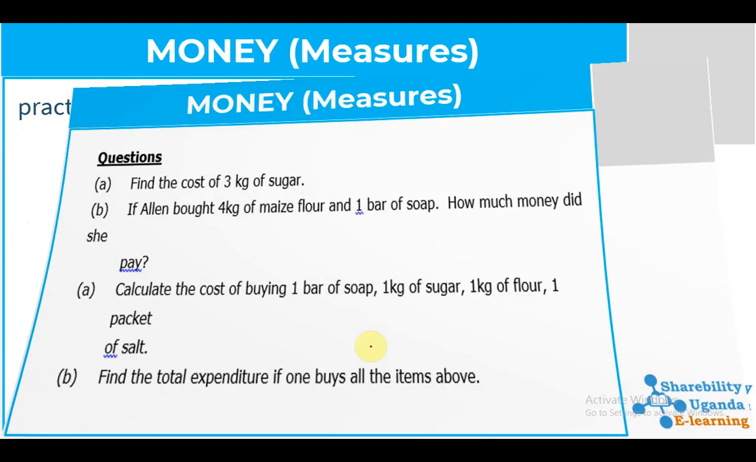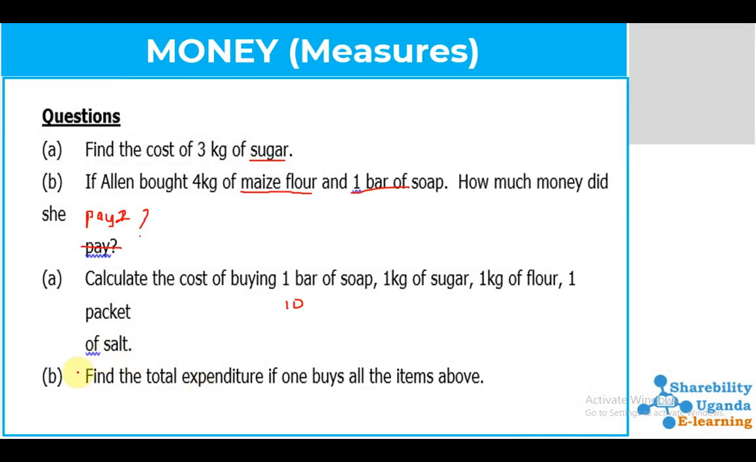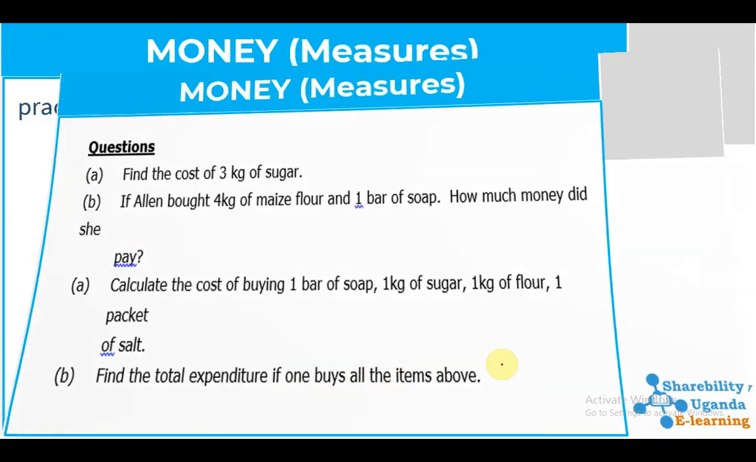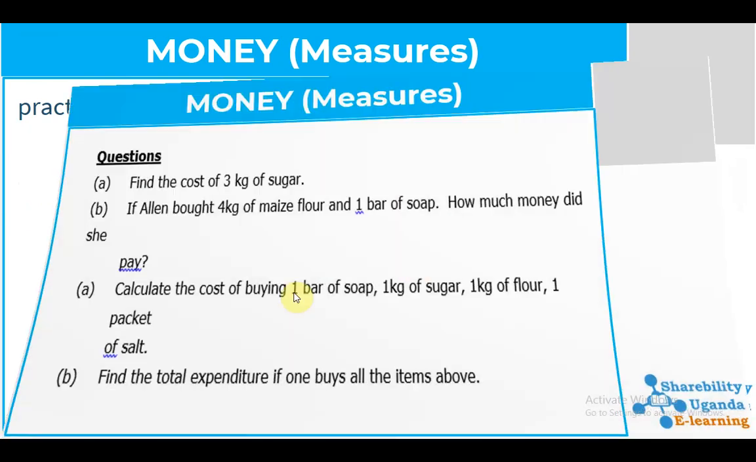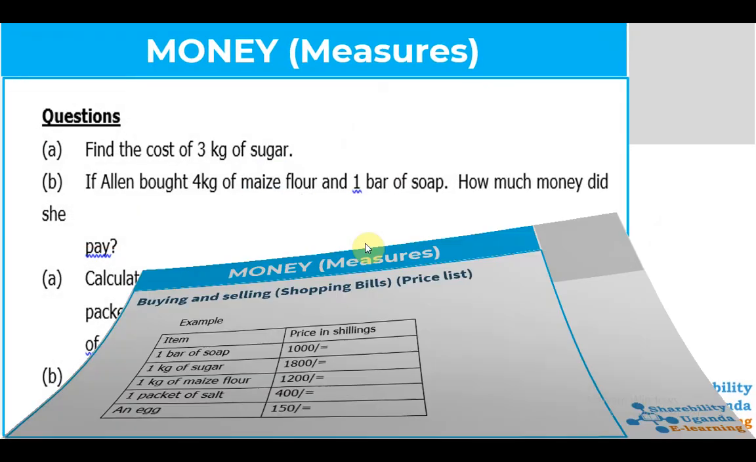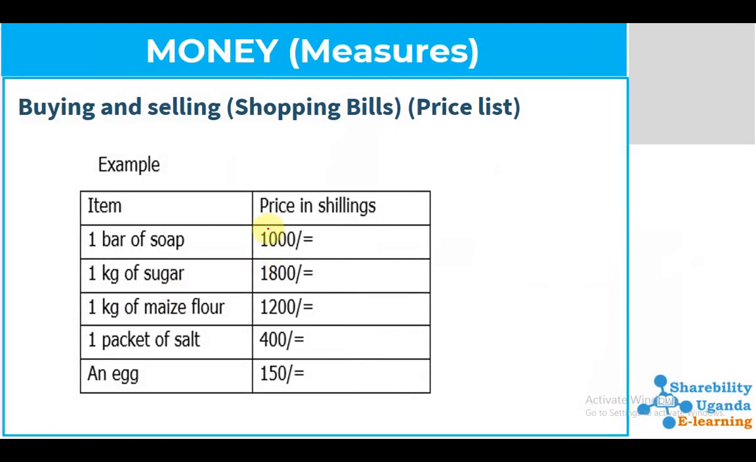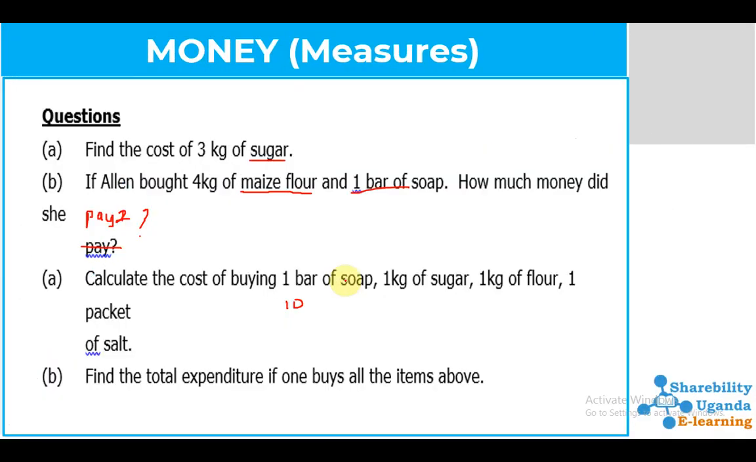Then what is another question requiring? They say find the total expenditure if one buys all the items. Now here they want us to find the total expenditure if one buys all the 4 items. When you buy all the 4 items, that means you shall be able to get the total amount. That means on this money of ours, we shall be able to do this.